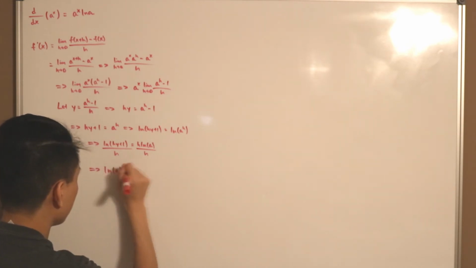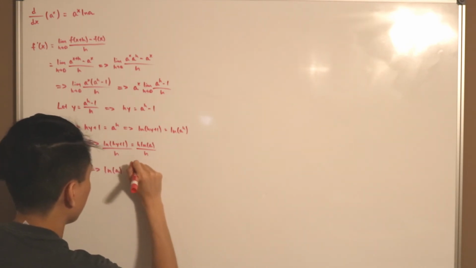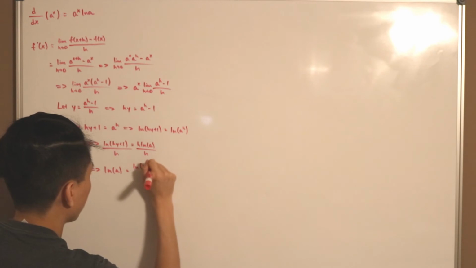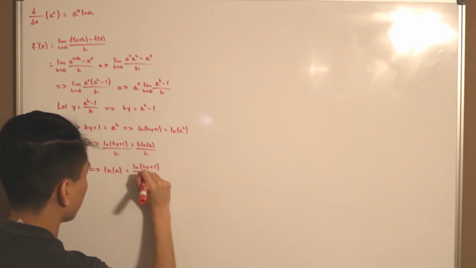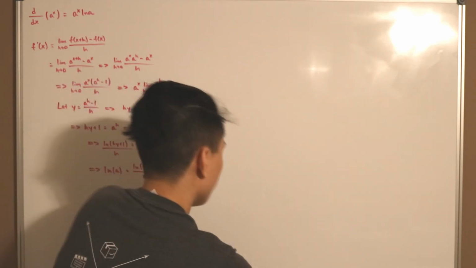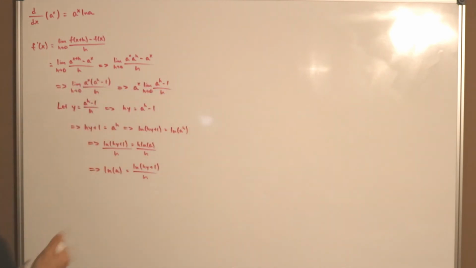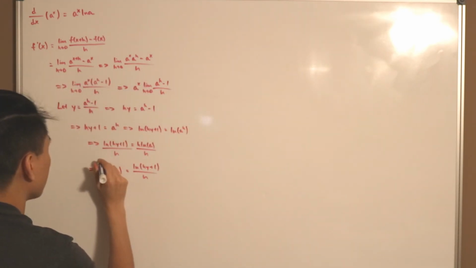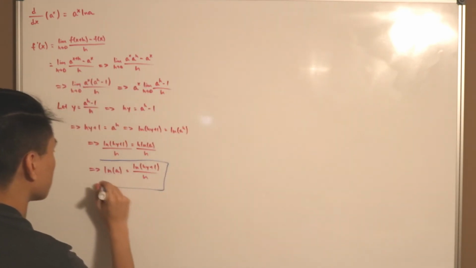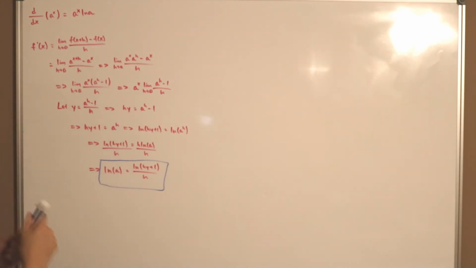ln of a is equal to ln of hy plus 1 divided by h. I'm going to box this for now because it is going to be important for later. So let me just box this. Blue. Okay.